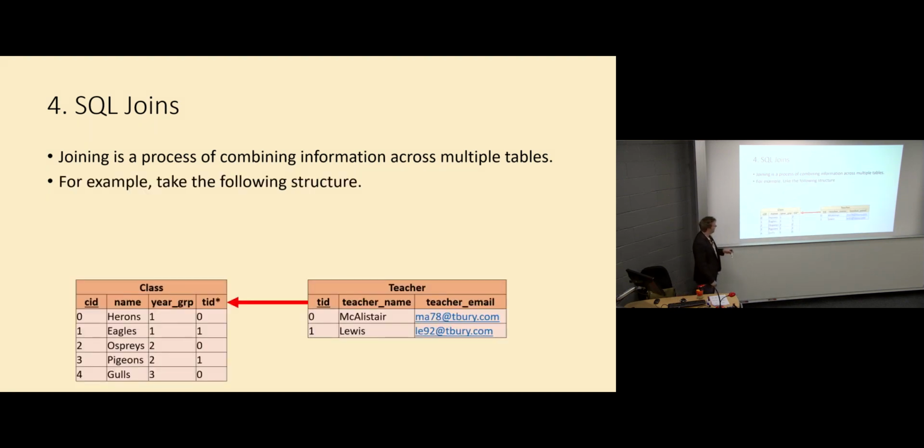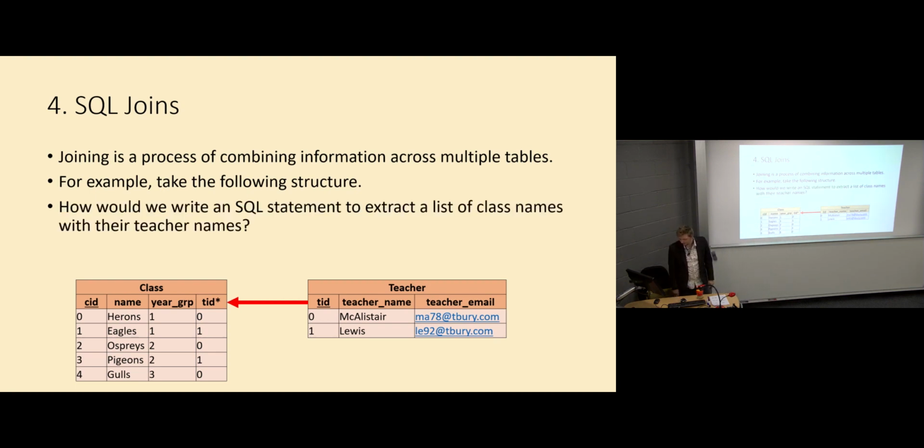So take this example. It's an example we just used, the teacher and class. You've got primary key CID, a foreign key which refers to the teacher table, and then TID is the teacher's primary key. How can we write an SQL statement to extract a list of class names and their relevant teacher names? That's what joins try to solve.